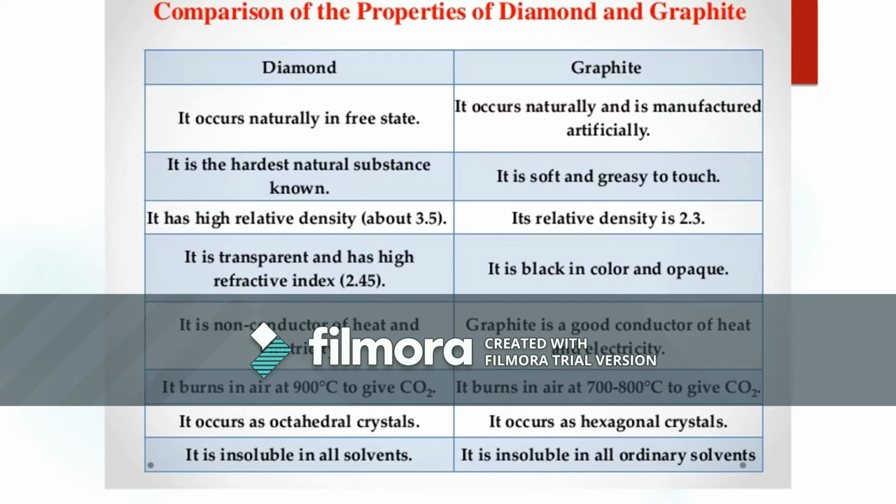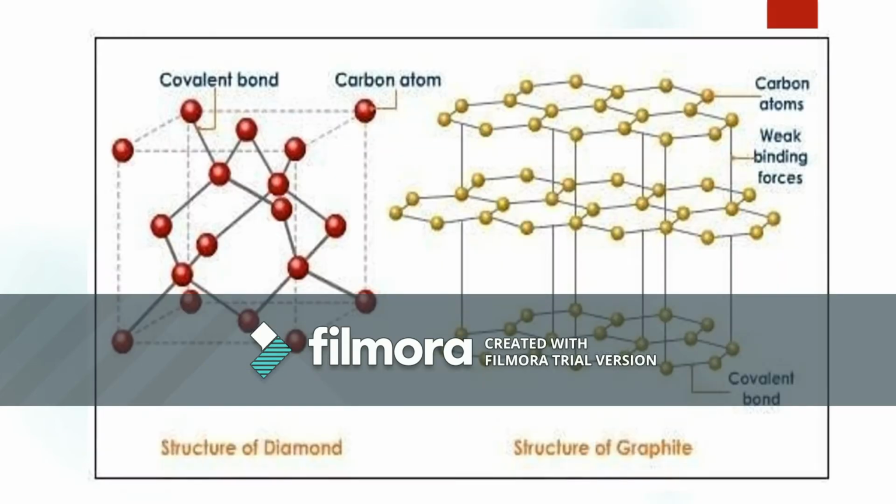Diamond, of course, is a non-conductor of heat and electricity, but graphite is a good conductor of heat and electricity. Graphite burns in air at 700 to 800 degrees, but diamond at 900. Diamond is an octahedral crystal. Graphite is a hexagonal crystal, and graphite is insoluble in all ordinary solvents, and diamond is insoluble in all solvents.